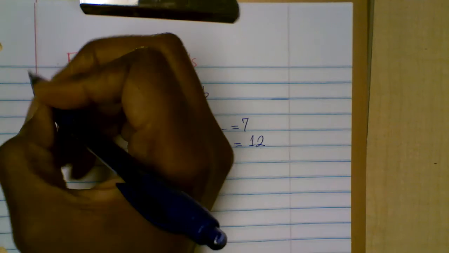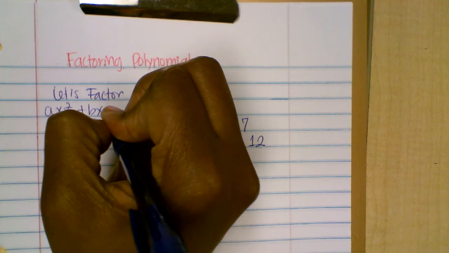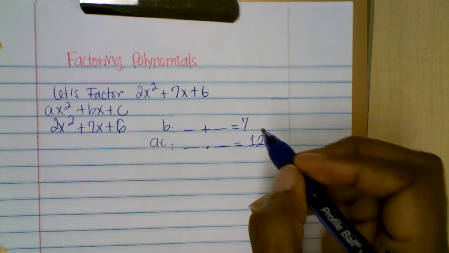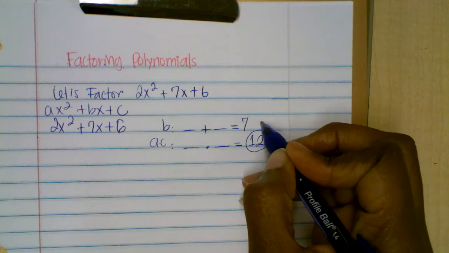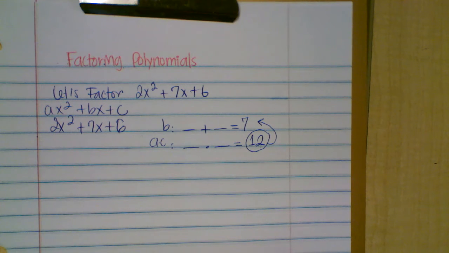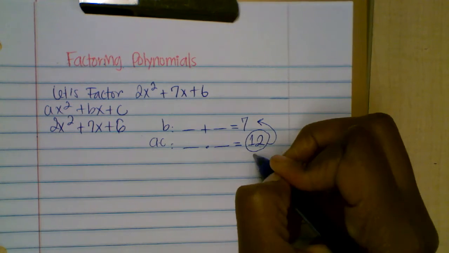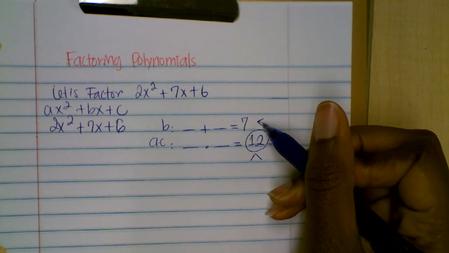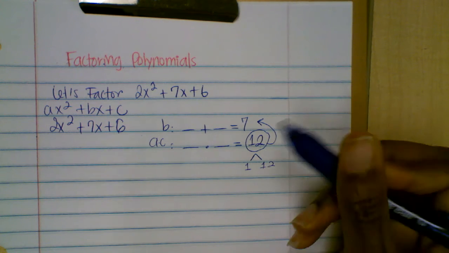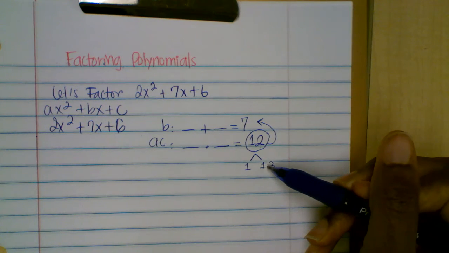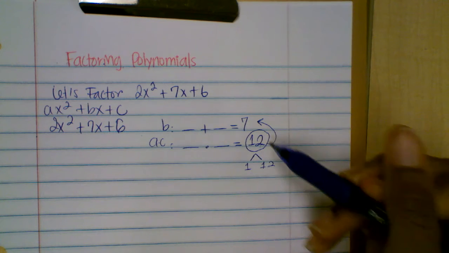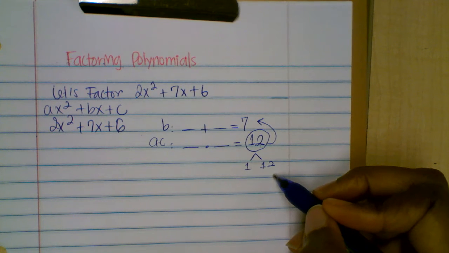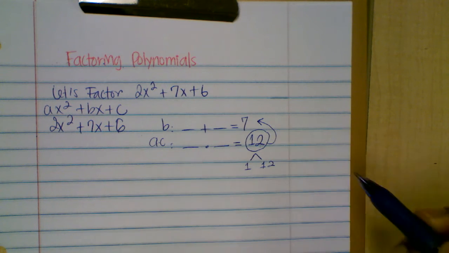Now remember, b is 7, a is 2, and c is 6. So 2 times 6 is 12. Can you think of two numbers that multiply to 12 and add to 7? Can I use 1 and 12? No, it doesn't work, because 1 times 12 is 12, but 1 plus 12 is 13, not 7. Can you think of another pair of factors that multiply to 12 and add to 7?